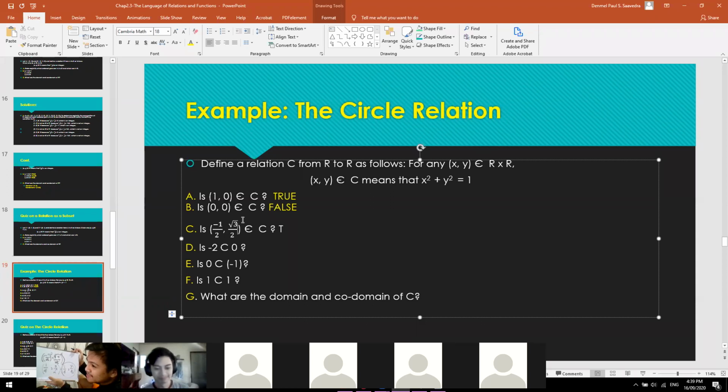Tama? Kung naguguluhan kayo, gamitin niyo lang yung calculator niyo, okay? Kayang-kaya niyo i-manual yan. So, letter C is true.